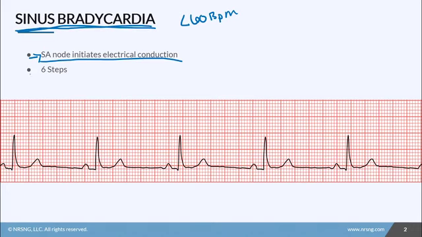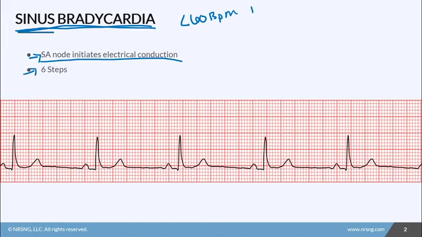Now let's use the 6-step method to identify the characteristics and identify sinus bradycardia on an EKG. Now, if you have not listened to the normal sinus rhythm lesson, please make sure that you go and check that out, because it breaks down each of the steps in detail and it'll help you understand it and apply them to the other lessons that have abnormal rhythms. So let's go ahead and get started.